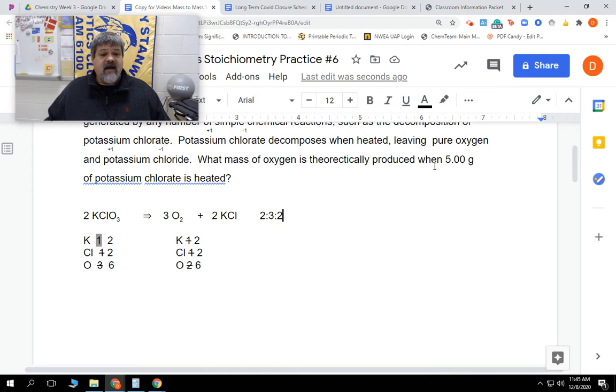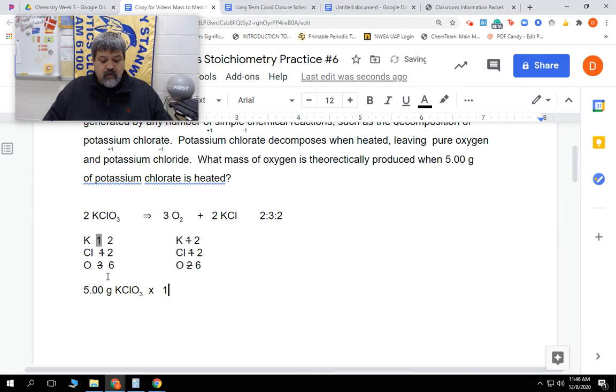In this case, we have 5 grams of potassium chlorate. So there's our potassium chlorate. And so you know that we're going to start off with 5.00 grams of KClO3. Okay, now again, we have to convert this to moles. So grams to moles, and we're going to use our conversion factor of molar mass. So 1 mole equals the molar mass of potassium chlorate.